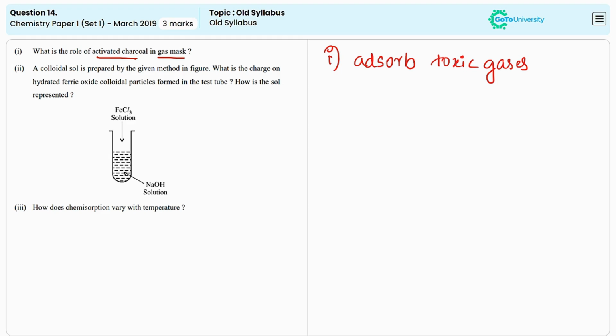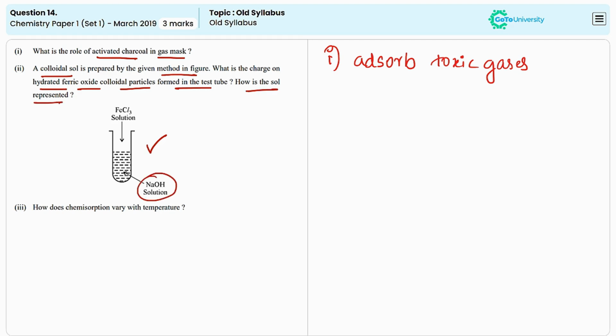This makes it effective against a range of harmful substances including industrial pollutants, chemical warfare agents and other toxic gases. Coming to the second question, a colloidal particle is prepared by the given method which is shown in the diagram. We need to find out the charge on the hydrated ferric oxide colloidal particles formed in the test tube. And we also need to explain how the salt is represented.